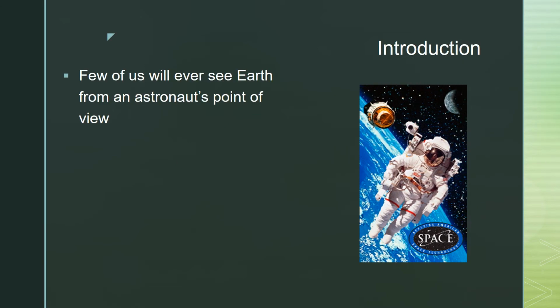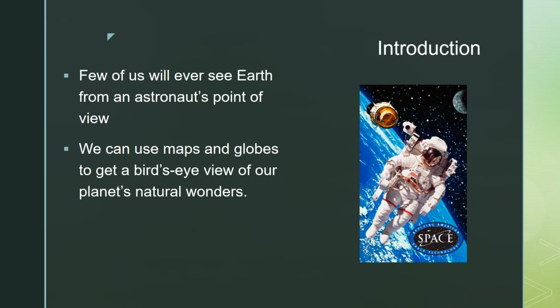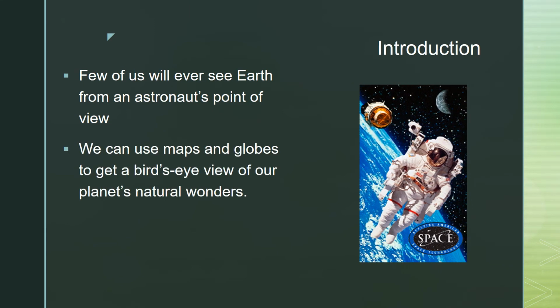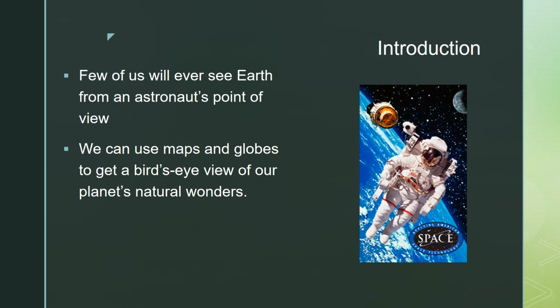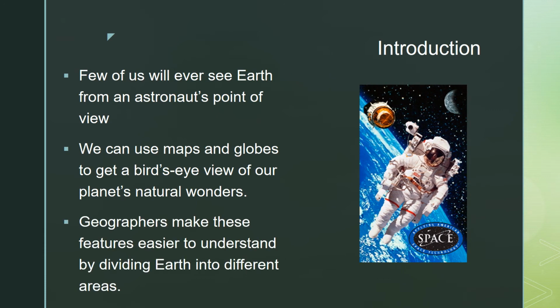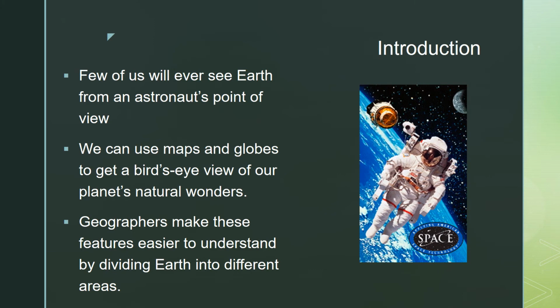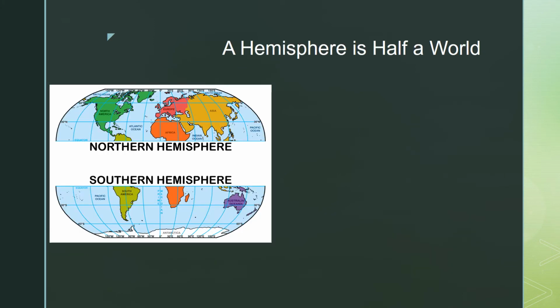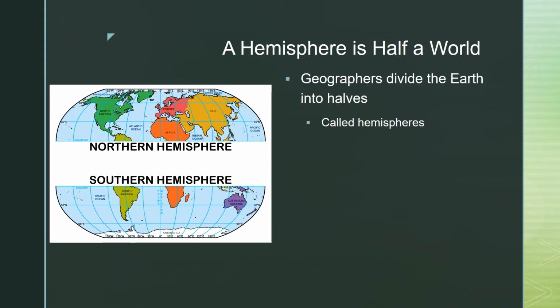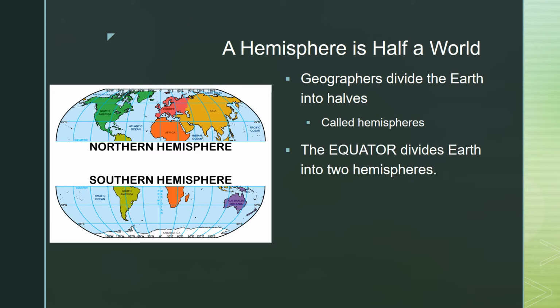Few of us will ever see Earth from an astronaut's point of view, but we can use maps and globes to get a bird's eye view of our planet's natural wonders. Geographers make these features easier to understand by dividing Earth into different areas. A hemisphere is half a world. So geographers divide the Earth into halves, called hemispheres.